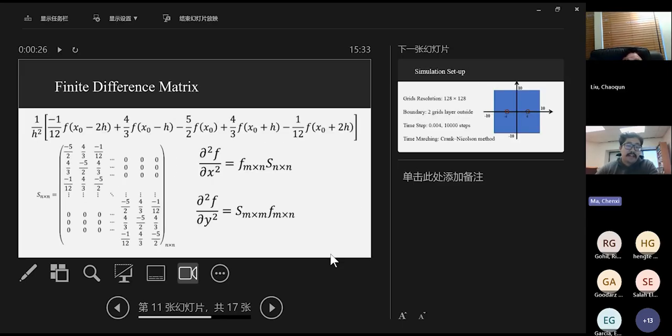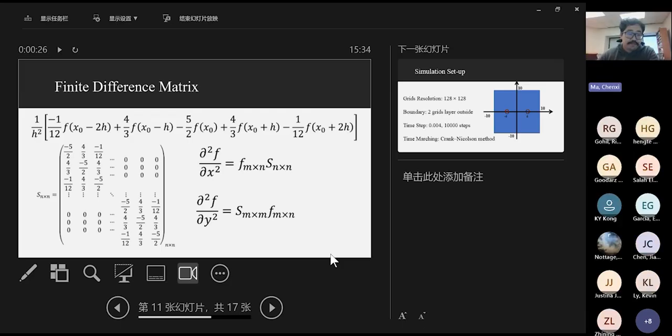And similarly, we can get the second order finite difference with another matrix. The formula we have is 1 over h squared times negative 1 over 12 f of x naught minus 2h, plus 4 over 3 f of x naught minus h, minus 5 over 2 f of x naught, plus 4 over 3 f of x naught plus h, minus 1 over 12 f of x naught plus 2h. So this second order derivative matrix, let's call it S n by n, is still 5 diagonals.